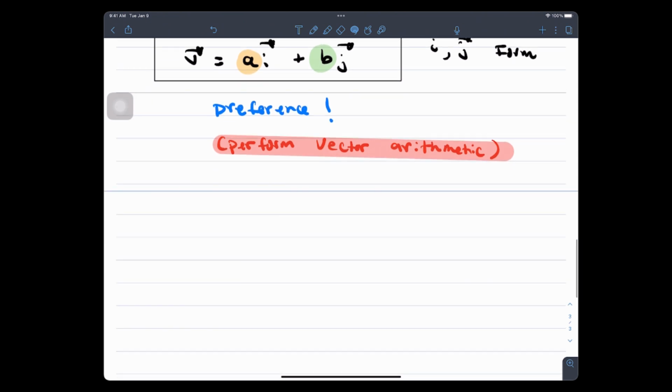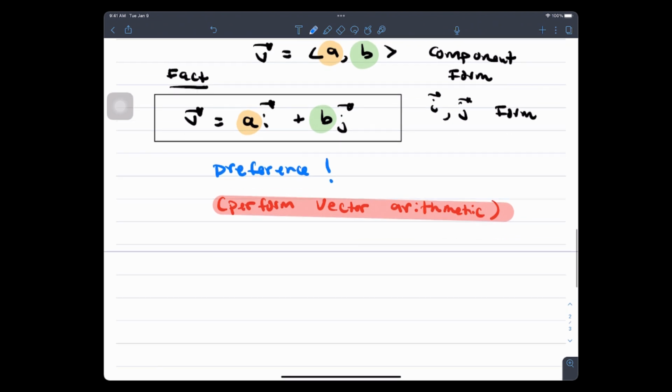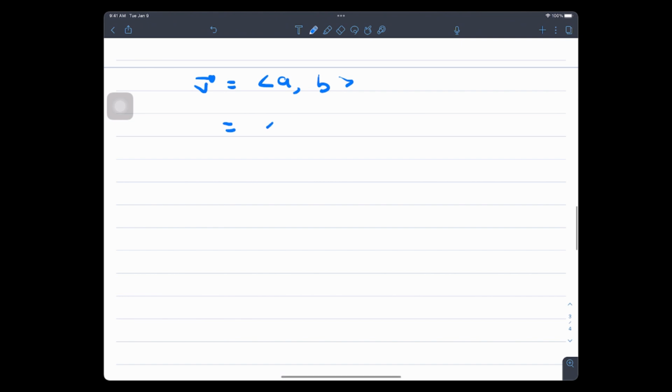So here we go. You say, where does this come from? Well, here's the vector we start with. I can write this vector this way because of vector addition. Okay, you guys okay with that? Because of vector addition, I can write it this way.